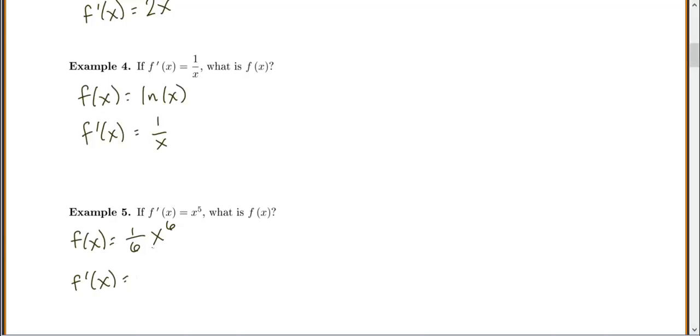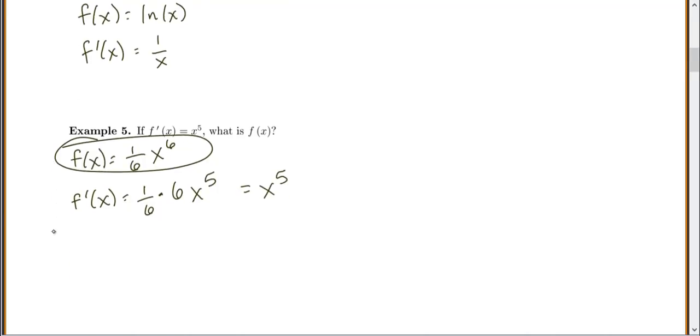So now let's double check. Taking the derivative, 1/6 would still be there. I bring down the power of 6, drop the power by 1. Those 6's cancel and I'm left with x to the 5th. So when we do these antiderivatives, it's nice. You can always take the derivative to double check your work because you know how to take derivatives well by now. So my final answer is that f of x, my original function before they took the derivative, must have been 1/6 x to the 6th.